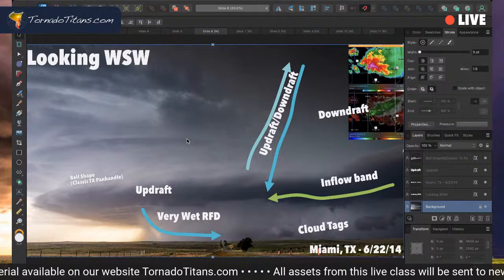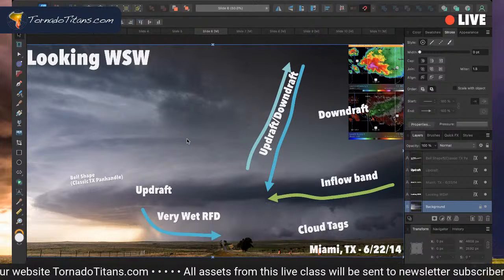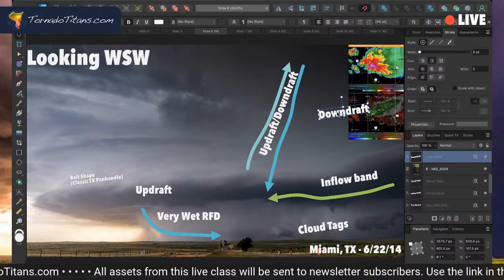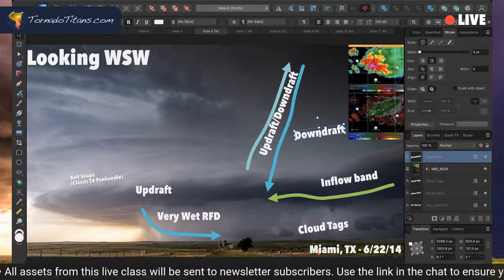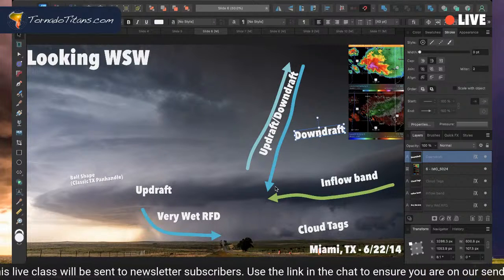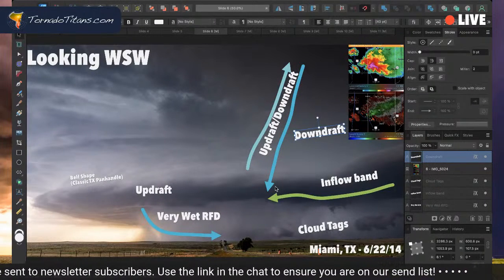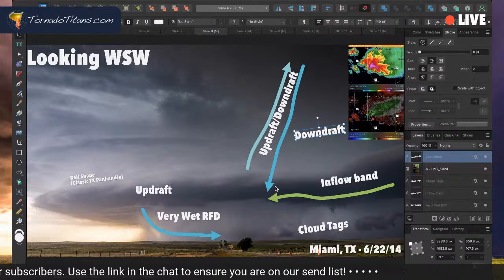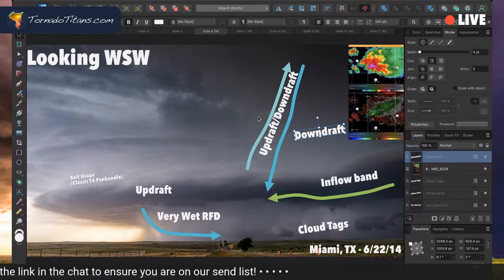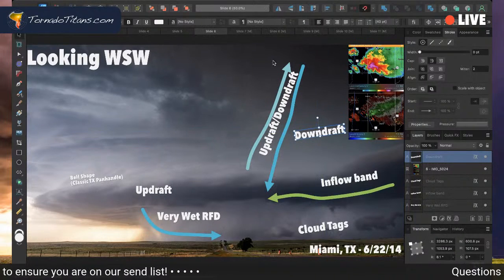At this point, honestly, given the radar presentation of it, given the fact that it's very disorganized here in the low levels, I wasn't even thinking tornado. I was just like, this thing was punching out incredible structure, incredible lightning. It was just like a heck of a show, actually.